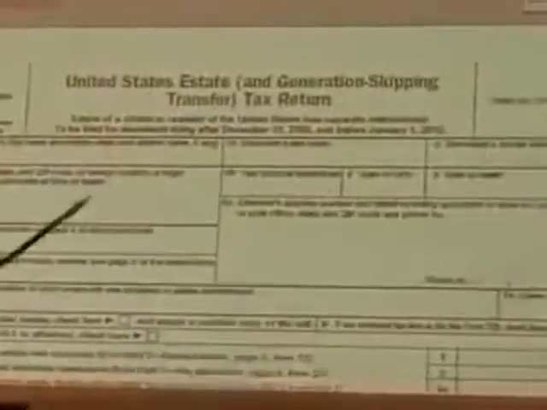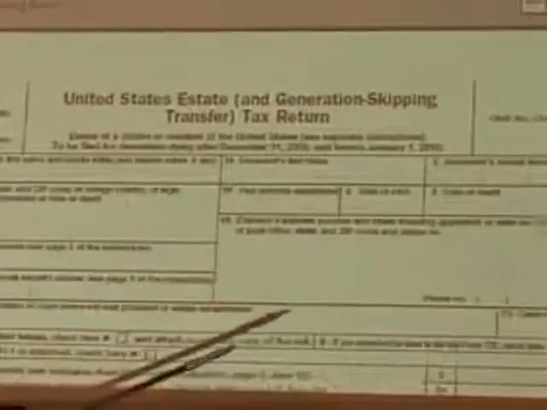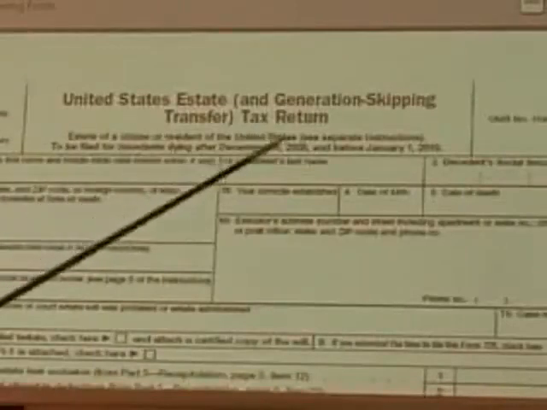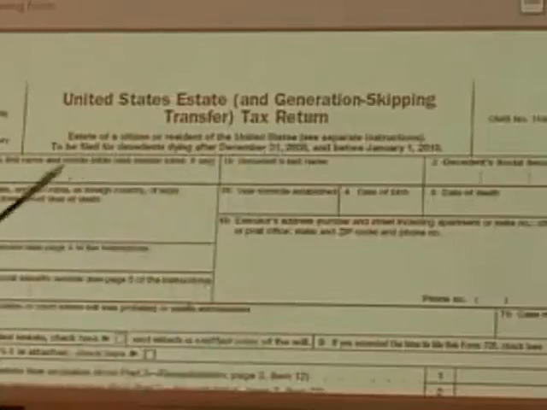This is the 706. United States Estate and Generation Skipping Transfer Tax Return. Form 706. You can dial these. We were getting these forms off of the IRS website. This has an instruction manual with it. Read the instruction manual. Estate of every citizen or resident of the United States. I'll guarantee you that there isn't anybody filing these.